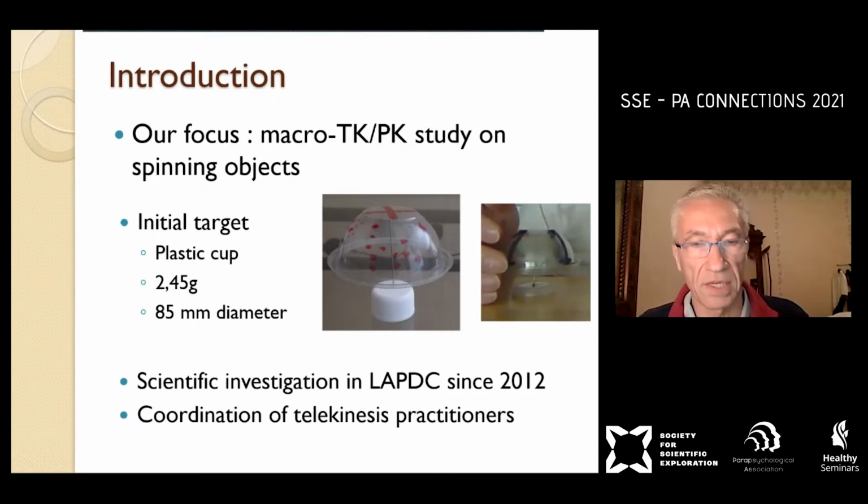So it's very precise. Our initial target is a plastic cup, with a hemispheric shape, with a plastic plug and needle. So we balance the plastic on the needle and we try to spin the plastic cup. And we can use one, like here, or several stacked up. We have worked on this topic since 2012 at LAPDC, and for that we coordinate with telekinesis practitioners.